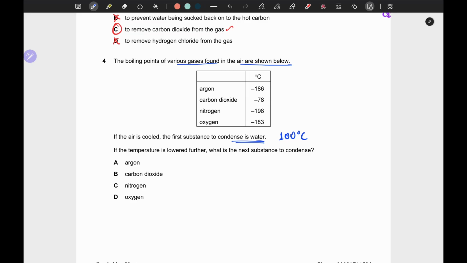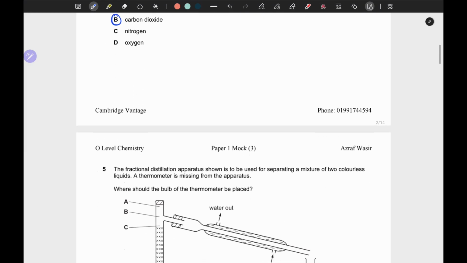And the next gas to condense should be the one with the highest boiling point. So in that case, if you were to look at our options, we have argon, carbon dioxide, nitrogen, and oxygen. Carbon dioxide has a boiling point of minus 78. And this is the second highest boiling point if we consider water as well. So in that case, carbon dioxide should be the one to condense after water.